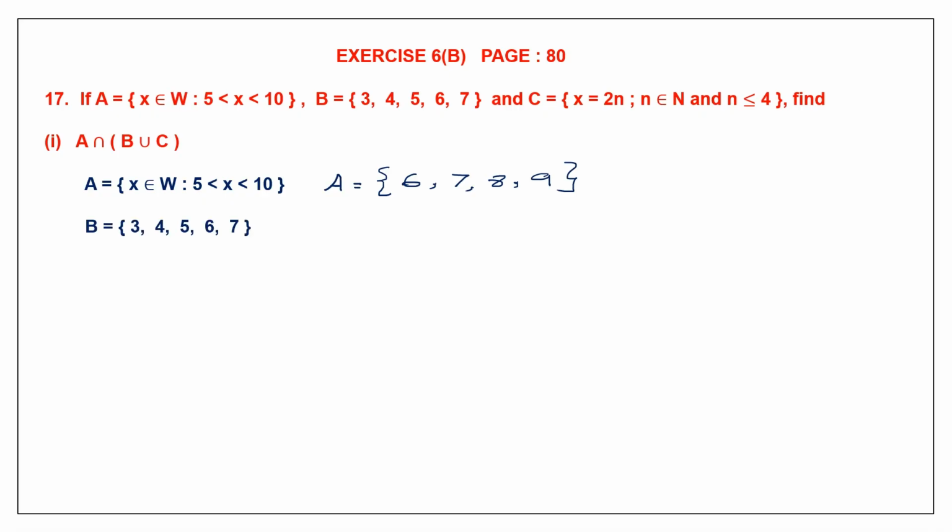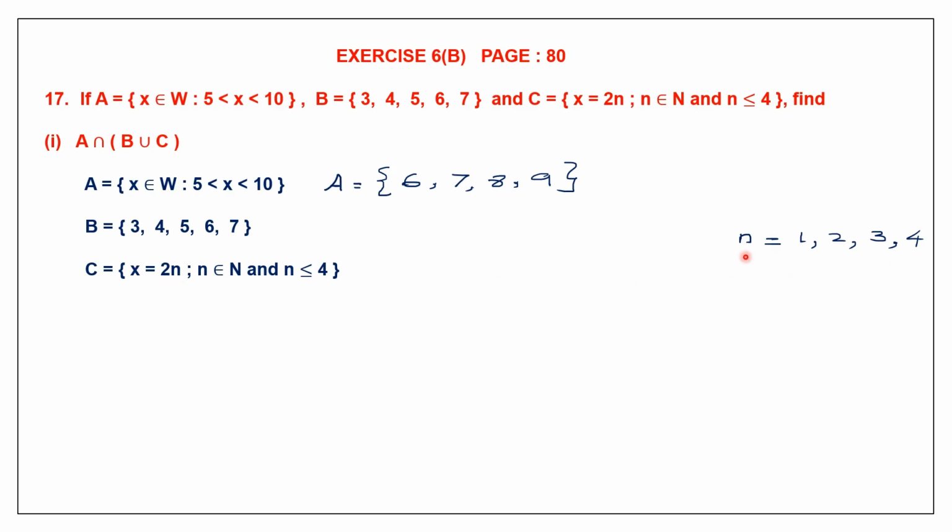Now set B is already given to us: 3, 4, 5, 6 and 7. Now set C, we are told x is equal to 2n. That means all the elements here are equal to 2n, and n belongs to natural numbers and n is less than or equal to 4. So what are all the natural numbers less than or equal to 4? Let's write it here. Natural numbers less than or equal to 4 will be 1, 2, 3 and 4, because it says or equal to 4 also. So this is the value of n, and here it says x is 2n.